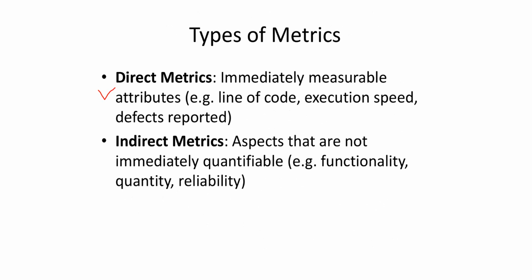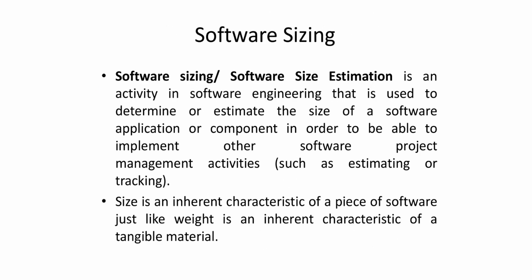We will see how we are going to use the direct metrics through a technique, known as software sizing. Software sizing is an activity in software engineering that is used to determine or estimate the size of a software application or a component, in order to be able to implement software project management activities such as estimation and tracking.